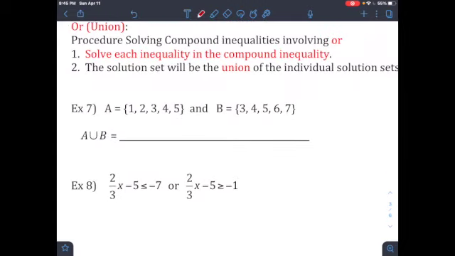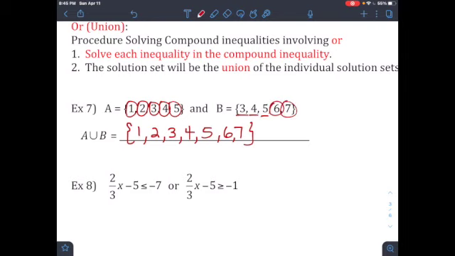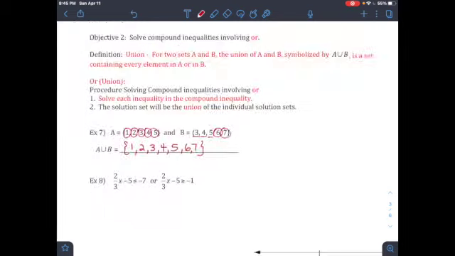If I have an A set, which is 1, 2, 3, 4, 5, and the B set is 3, 4, 5, 6, 7. As long as it shows up, you get to write it down. What happens if there's repeated? We just write it once. So it's going to be 1, 2, 3, 4, 5, 6, and 7. Because as long as it shows up once, it's covered, and anything that shows up once, you get to write it down. That's all the difference.